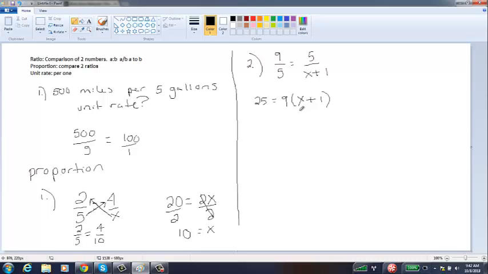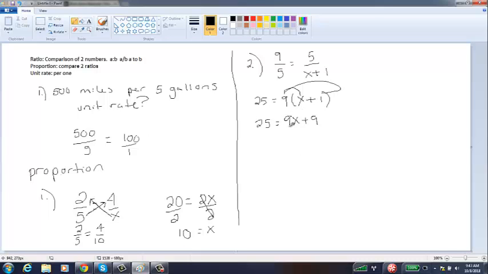Okay, then we have to solve this. So we're going to take and get rid of the parenthesis by distributing. So we take first the 9 times the x, which would give us 9x. Then we're going to take the 9 and times it by the 1. 9 times 1 would give us a positive 9, and we still just have the 25 on the other side. So we're solving this equation. And so we got to solve for x.